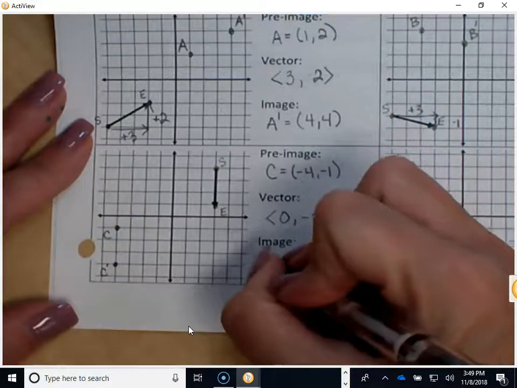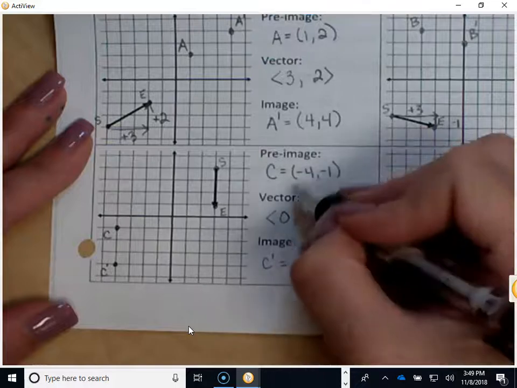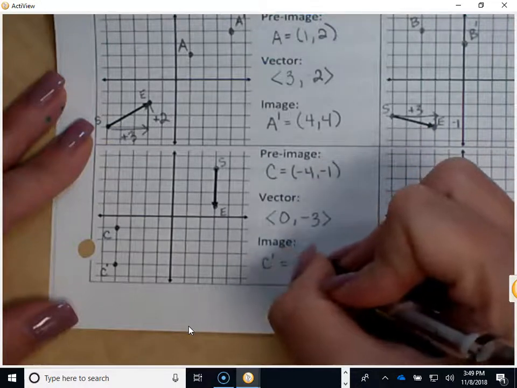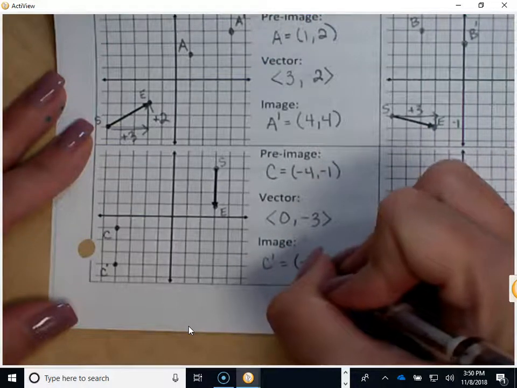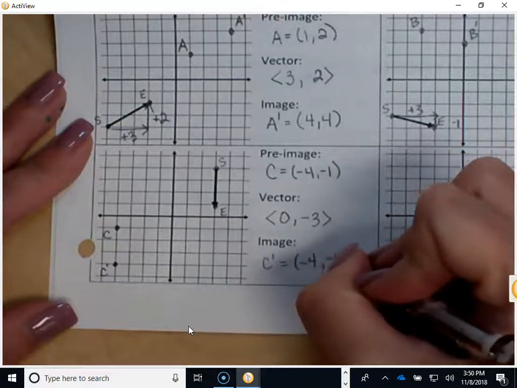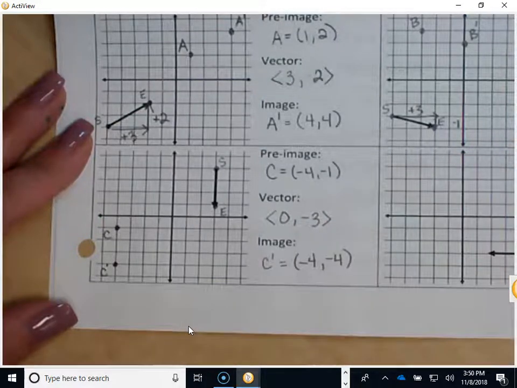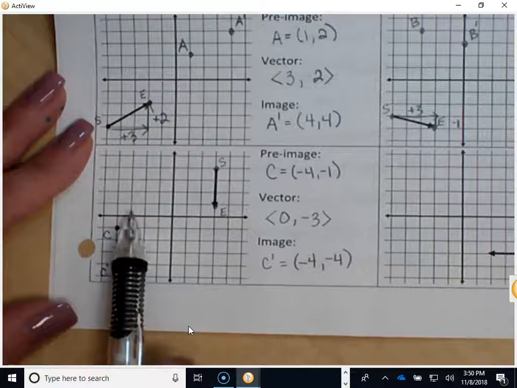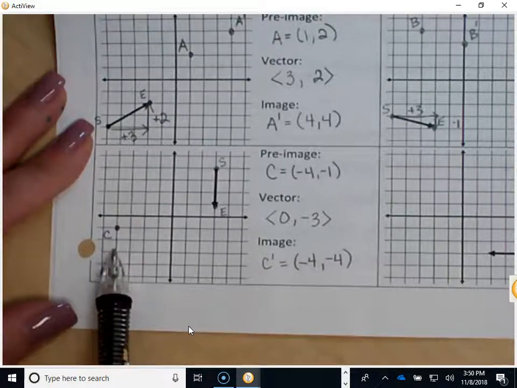And then the coordinates of C prime: -4 minus 0 gives me -4. -1 minus 3 gives me -4. So we have -4, -4. Let's just double check and see if that's where it ended up. 1, 2, 3, 4, 1, 2, 3, 4. Perfect.